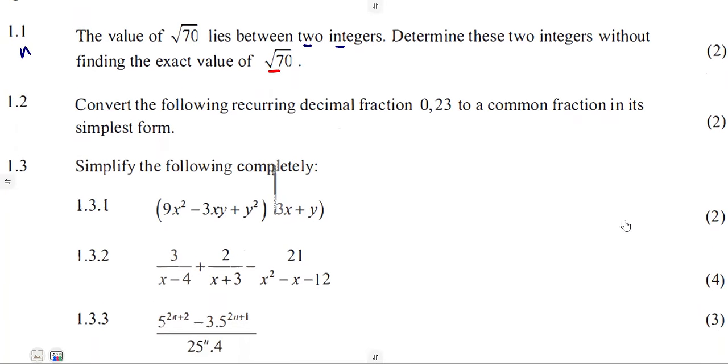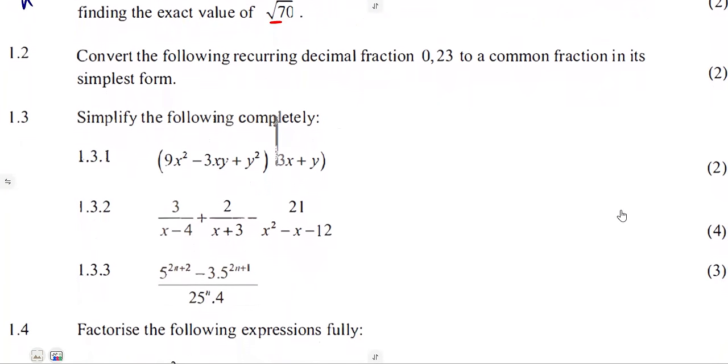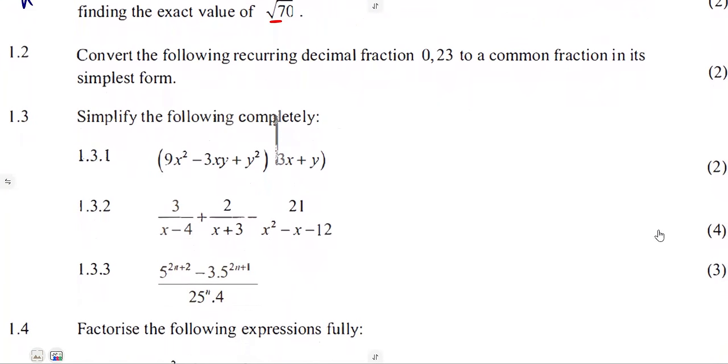All right. Then consider 1.2. It was to convert the following recurring decimal fraction. It was not properly written here. It's supposed to be like this: 2 of them, on 2, on 3 again, to a common fraction in its simplest form.